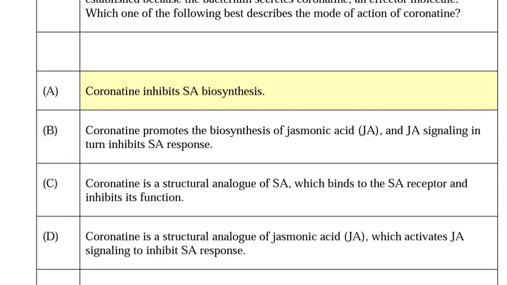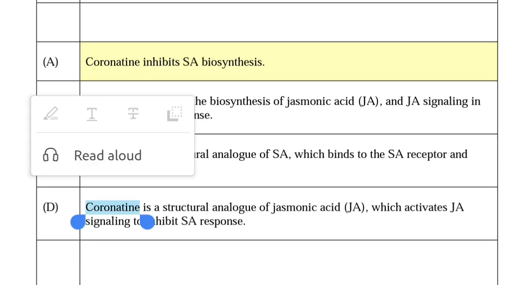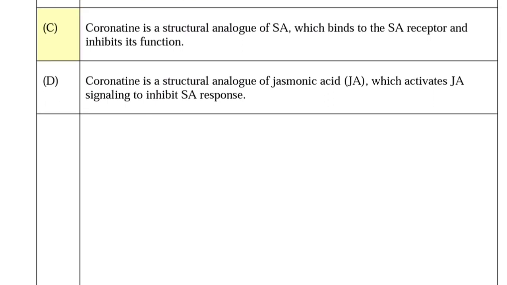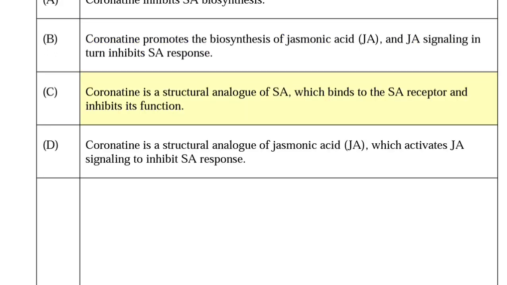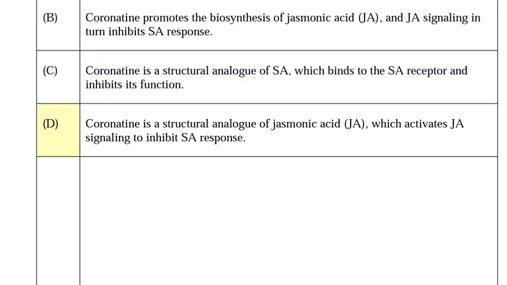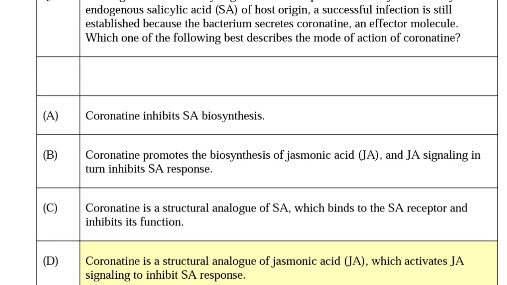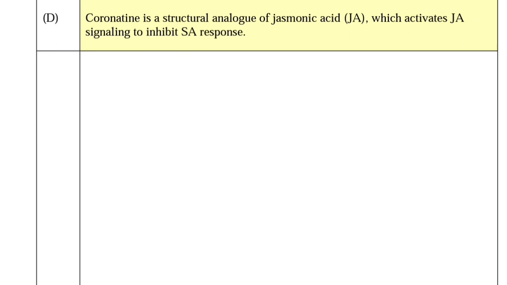A. Coronatine inhibits SA biosynthesis. B. Coronatine promotes the biosynthesis of jasmonic acid, JA, and JA signaling in turn inhibits SA response. C. Coronatine is a structural analog of SA, which binds to the SA receptor and inhibits its function. D. Coronatine is a structural analog of jasmonic acid, JA, which activates JA signaling to inhibit SA response.